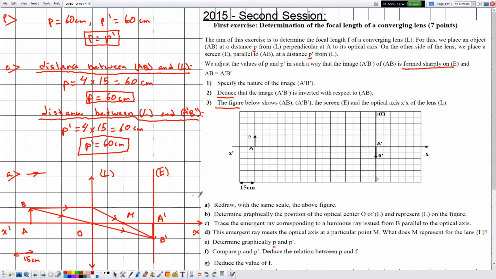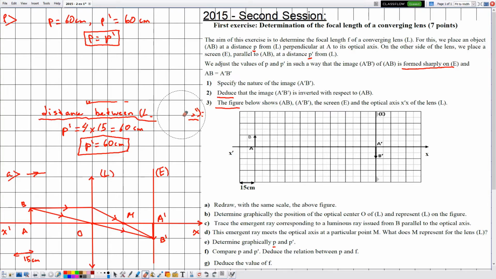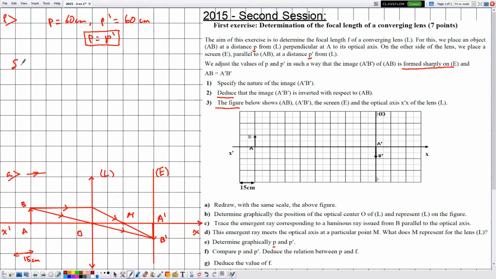And in the same part, they are telling me to deduce the relation between P and F. Whenever the distance object-lens is equal to the distance lens-image, since P is equal to P prime, we know that the following relation holds: P is equal to double the focal length F. Okay, so this is the relation.